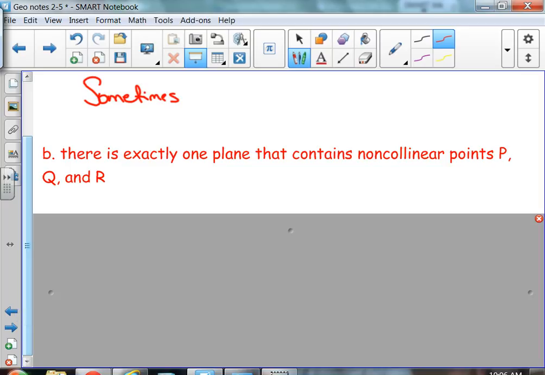There is exactly one plane that contains non-collinear points P, Q, and R. Look at the postulates if you wrote them down. What does postulate 2.2 say? Through any 3 points that are non-collinear, there is exactly one plane. So, there is exactly one plane that contains non-collinear points P, Q, and R. Always, because of postulate 2.2.